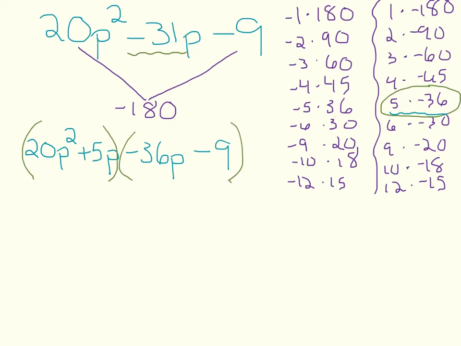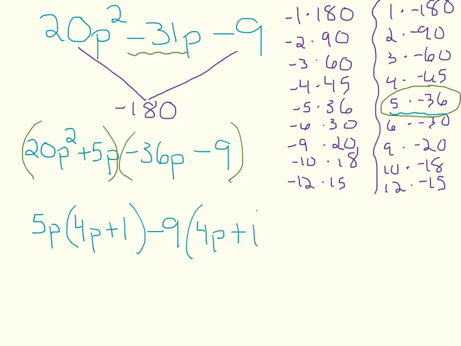20p squared plus 5p, what do they have in common? Greatest common factor is 5p. And now divide each term by 5p. So 20p squared divided by 5p is 4p. And then 5p divided by 5p is 1. Alright, and then the second binomial, they have a GCF of, let's see, a negative 9. And now divide both terms by negative 9. Negative 36p divided by negative 9 is 4p, and negative 9 divided by negative 9 is plus 1.